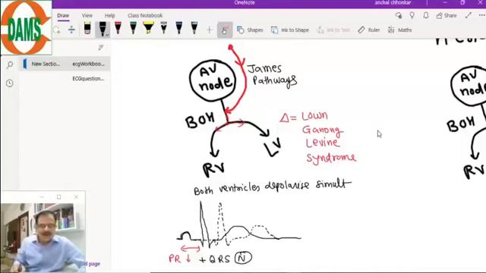Now, the disease etiology is in our heart. There are some extra pathways, and these extra pathways are known as accessory pathways. One of the accessory pathways is the James pathway, which joins the atria with the bundle of His, bypassing the AV node. So the PR interval gets shortened, and the rest of the ECG will be normal. QRS width will be normal. Now, this is Lown-Ganong-Levine syndrome.